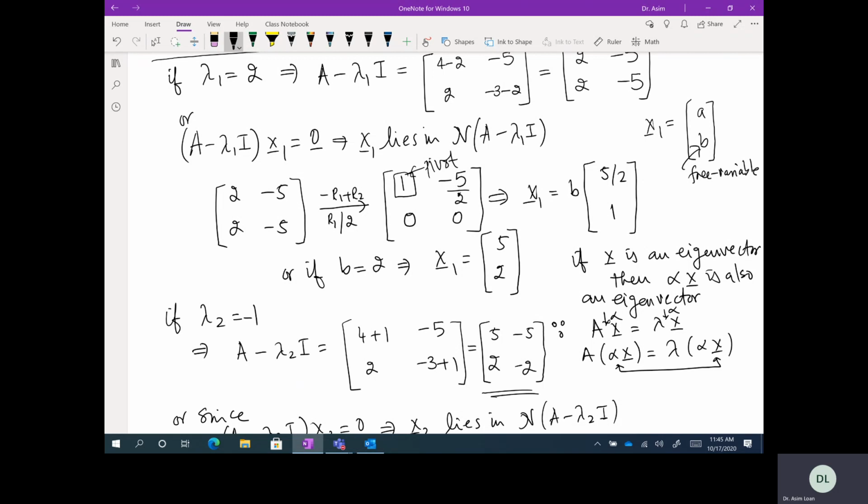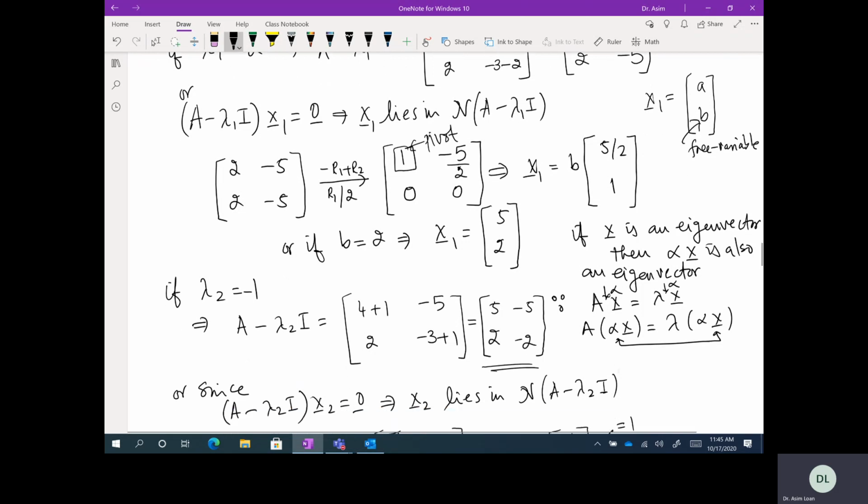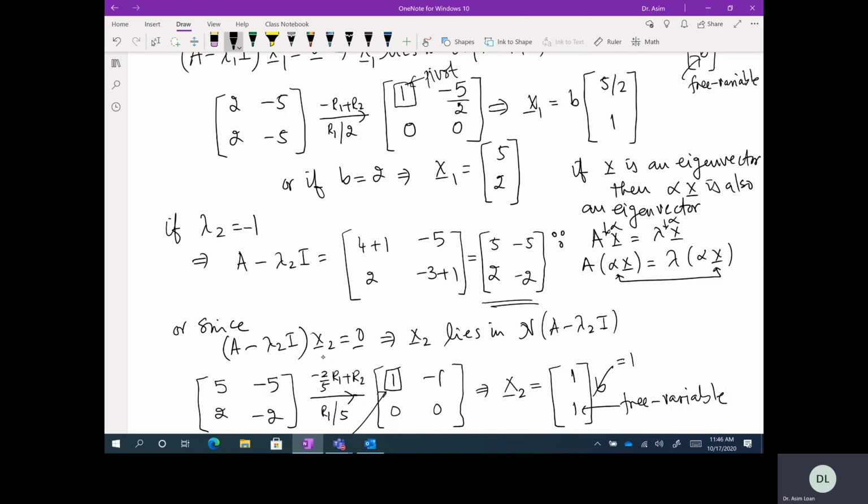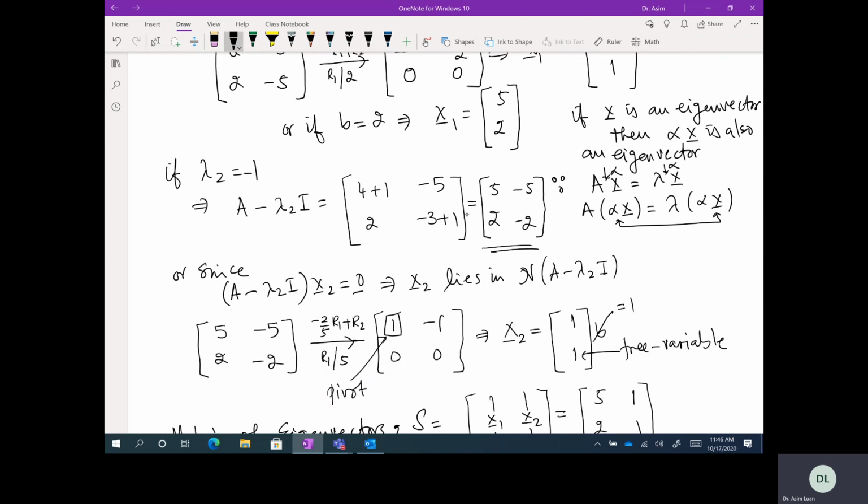And if we compute the eigenvector corresponding to lambda 2 equal to -1, again we have 4 plus 1 here, and -3 plus 1, and I have this matrix over here. Again, I need to find x2, which lies in the null space of A minus lambda 2 I, and I can find this by doing the reduced row echelon form. If I do that, this is the vector I have. I think this is where the recording again started to work.